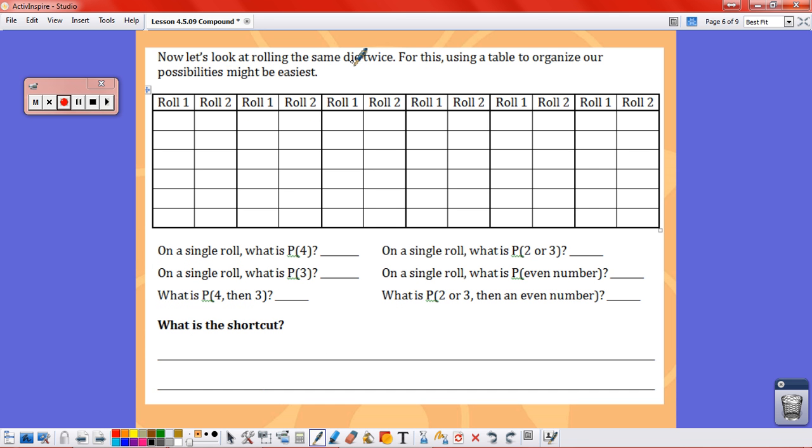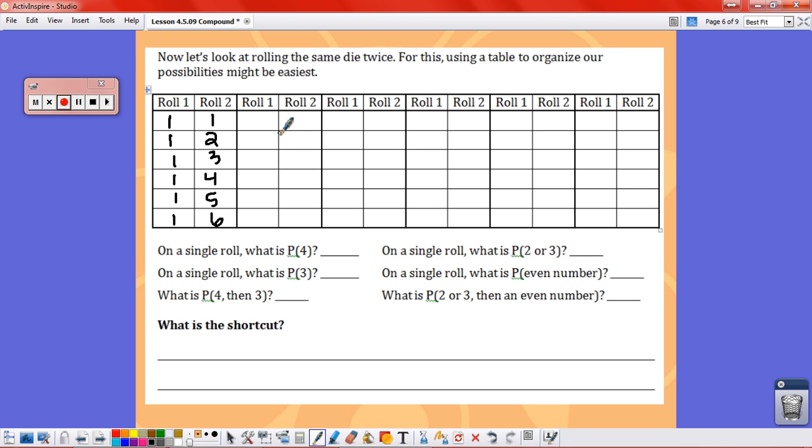Same thing, but with rolling the same die twice, a normal 6-sided die. I'm going to use a table to organize our possibilities. So we're rolling the same die twice. Let's say we roll a 1 on the first die. The second die could also be a 1. But if I get a 1 on the first one, the second die could be a 2, or it could be a 3, or a 4, or a 5, or a 6. And that's just if the first die is a 1.